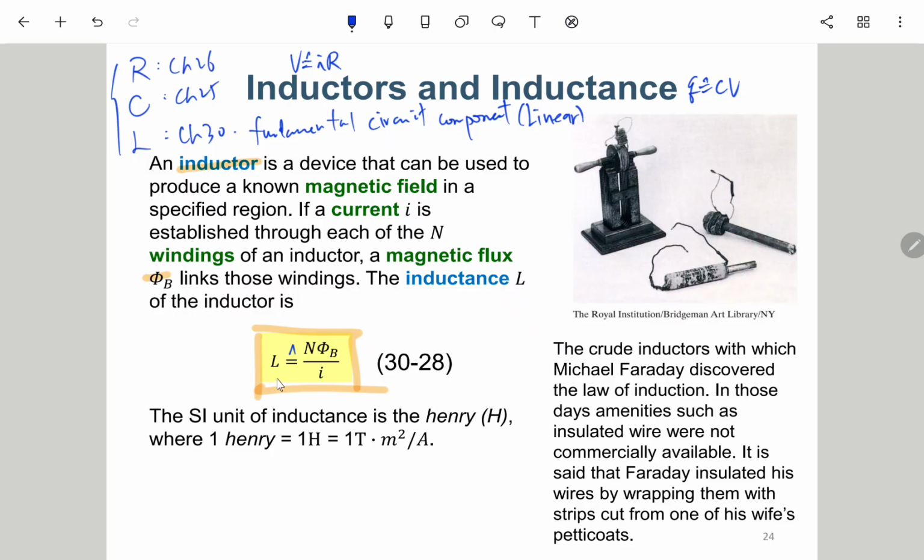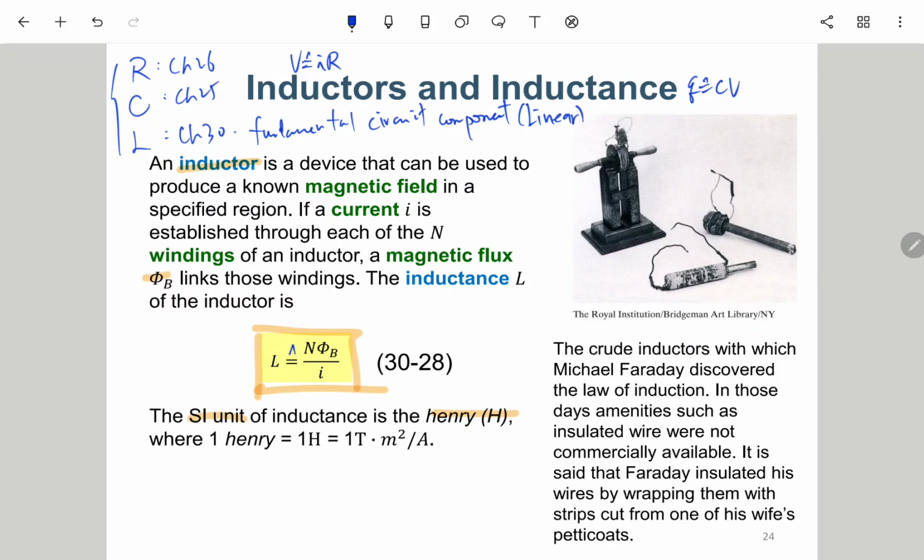So L is the inductance, and capital N is the number of turns. I have emphasized that capital N and small n are different. Small n is the turn density, or the number of turns per unit length. And here, capital N is the number of turns itself. Φ_B is the magnetic flux, normalized by the current. The SI unit for the inductance is called Henry, H.